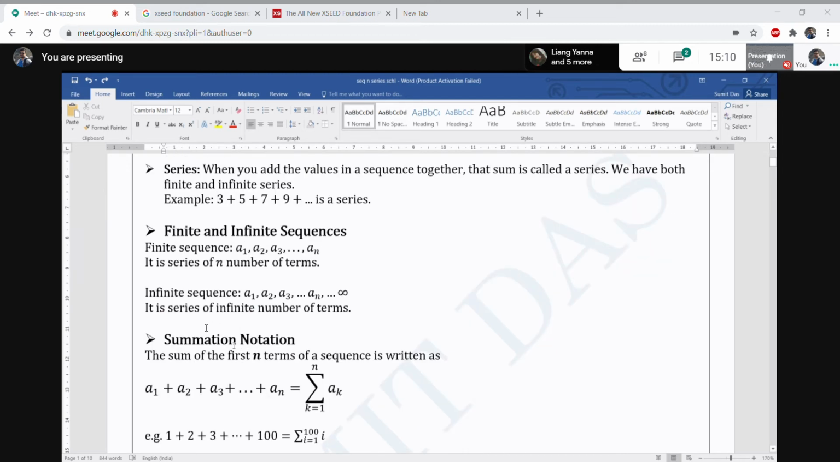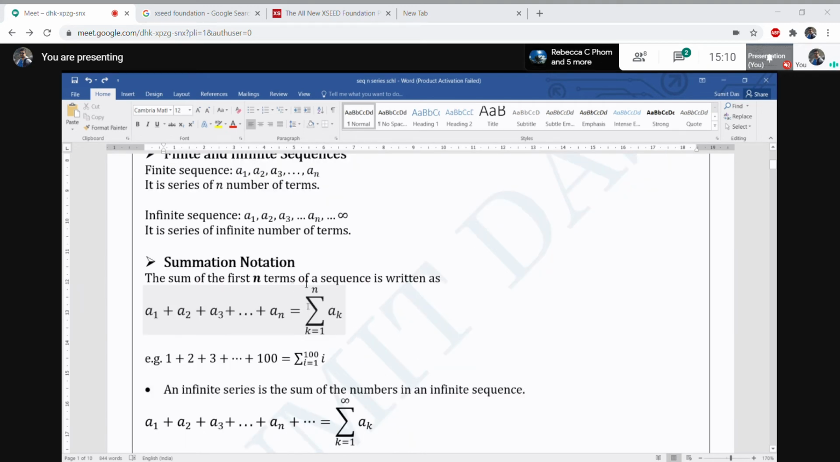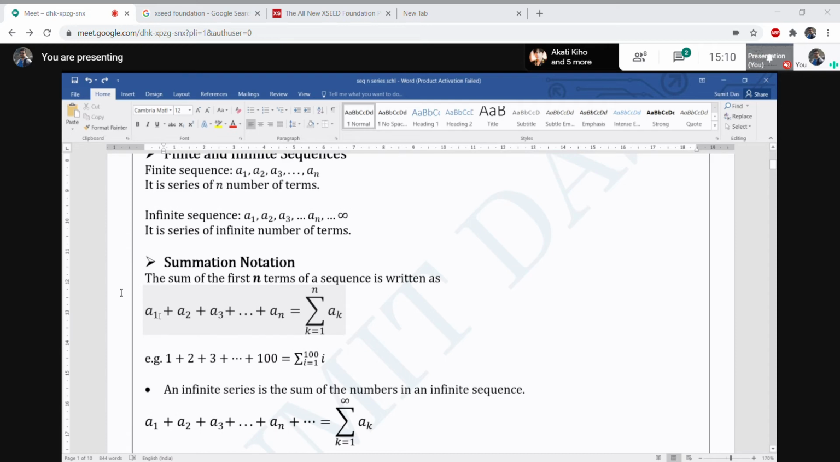So now basically we need to introduce a few things. I hope all of you know this summation sign, the summation notation. Summation means, suppose we are trying to add the first n terms. We can write a1 plus a2 plus a3 up to an in this short form. This sign, like a sigma structure, is called summation notation.